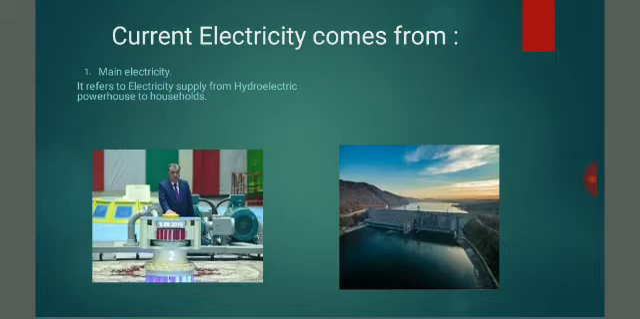Current electricity comes from two sources. The first one is main electricity. What is main electricity? Main electricity is electricity that comes from a hydroelectric powerhouse to our house. And the picture, as you see on the right, do you know the name of this hydroelectric powerhouse? If you know, please share your answer in EcoTJ. So this is your homework, small homework.